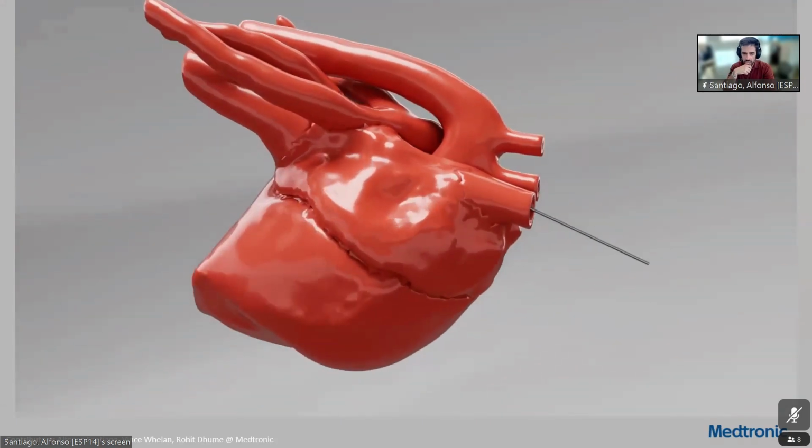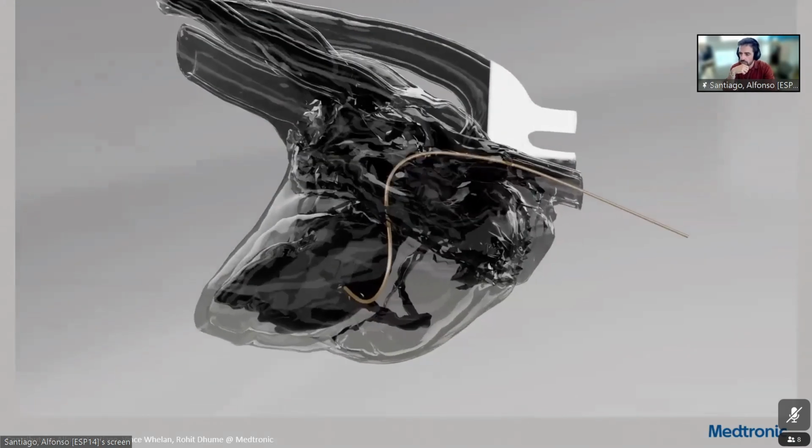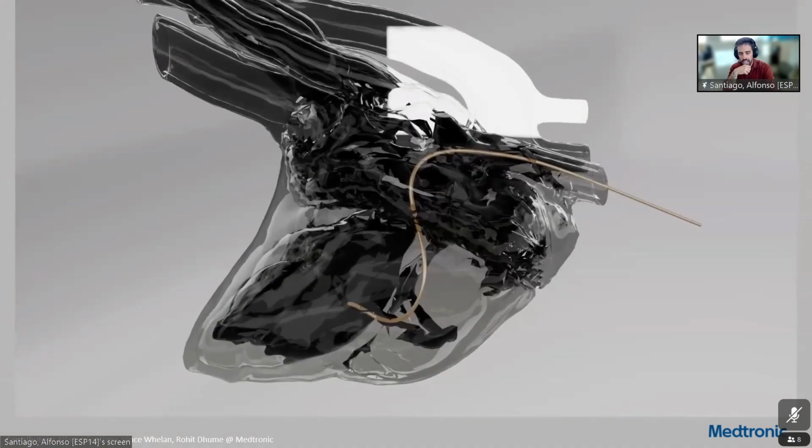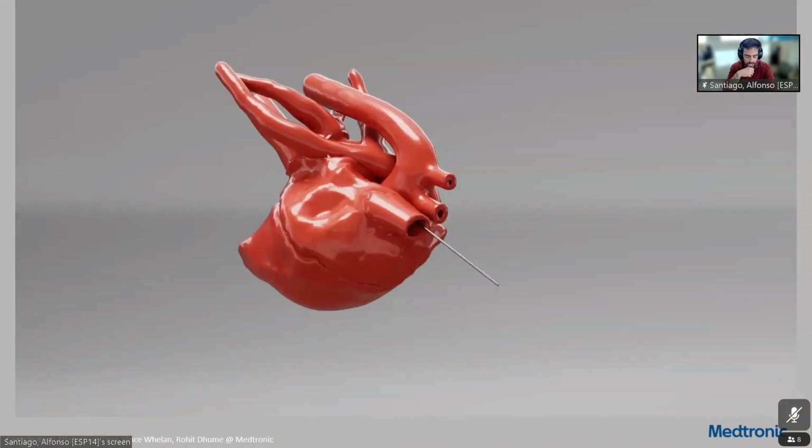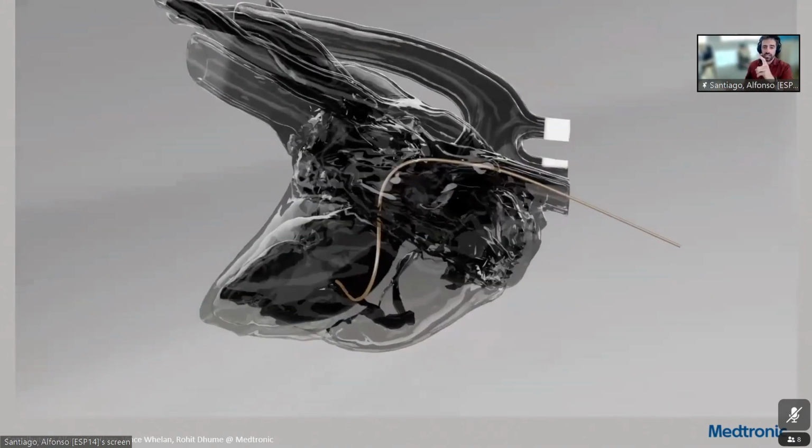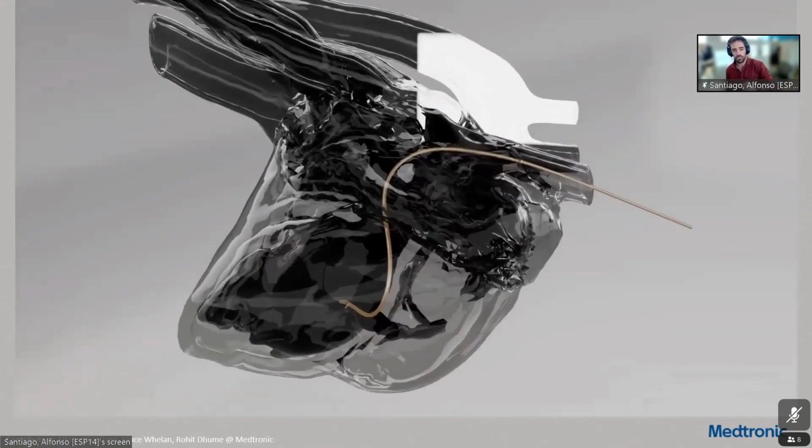This is another application where we deployed a lead inside of the ventricle. The application here is to measure the change of the radius of the lead, because that's correlated with fracture.